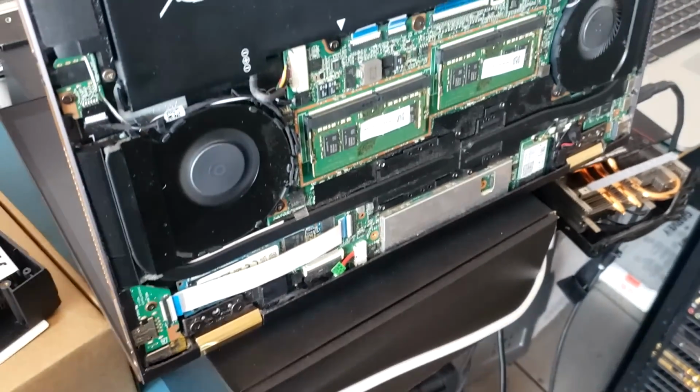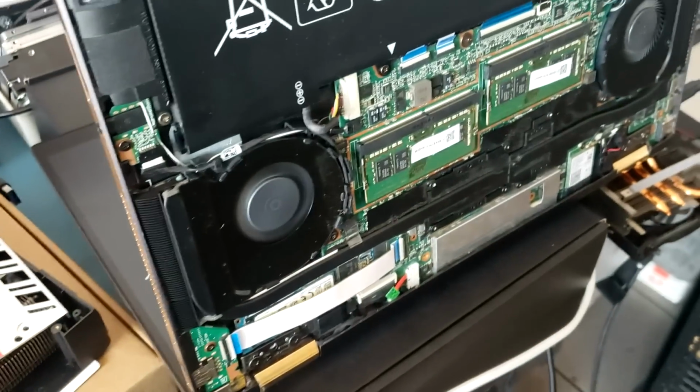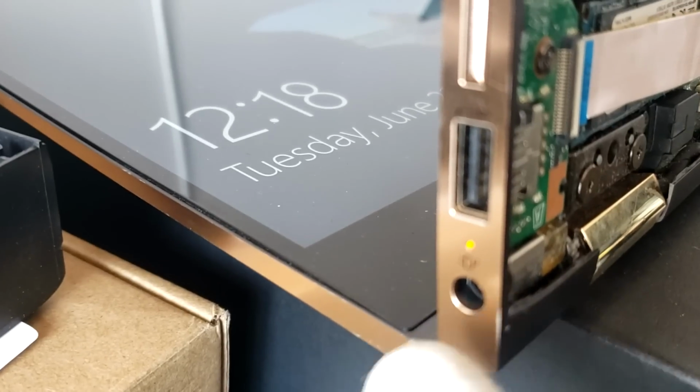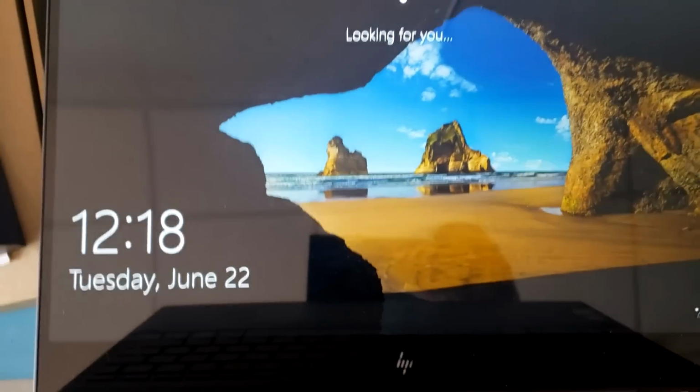Let's finish working on the HP Spectre laptop for Courtney, ticket number 7760. The laptop is fully functional now. We do see the orange light here, which indicates that the laptop is being charged. And the laptop is on.